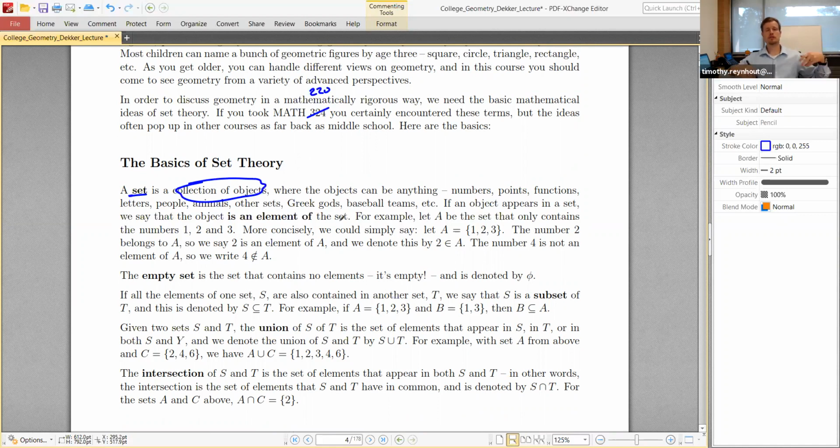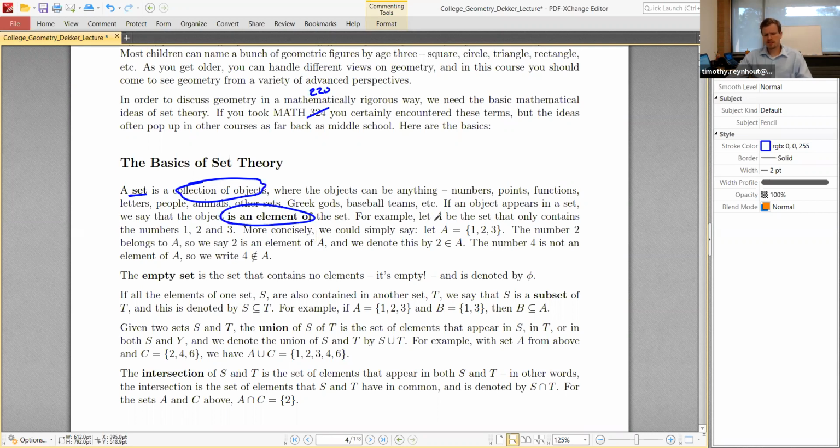It could be a collection of automotive manufacturers, right? I like cars. That's what I think about. It could be a collection of students, the students that are registered for Math 331, right? A set is simply a collection of things, of items. It could be anything at all. And then those things that are in the set are elements of the set. So if something belongs to the set, it is an element of that set.